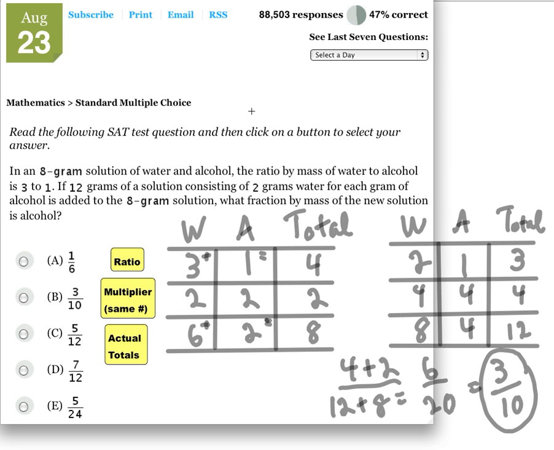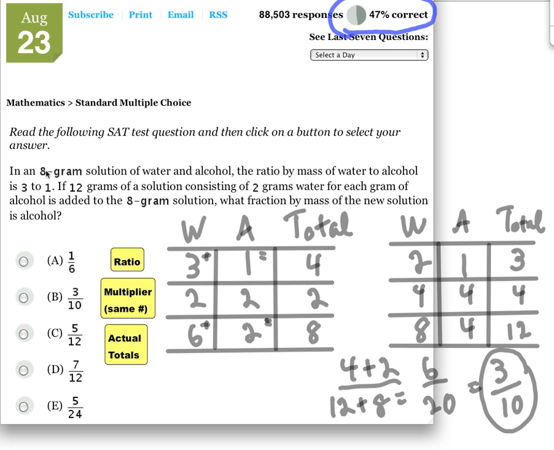Hi everyone, so we're here for the SAT question of the day for August 23rd, 2011. If you look up at the top here, you'll notice that 47% of students answered this one correctly. So this is kind of a medium level question, on the hard side if you ask me.